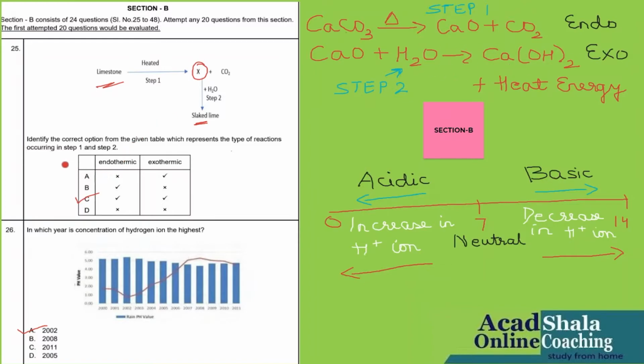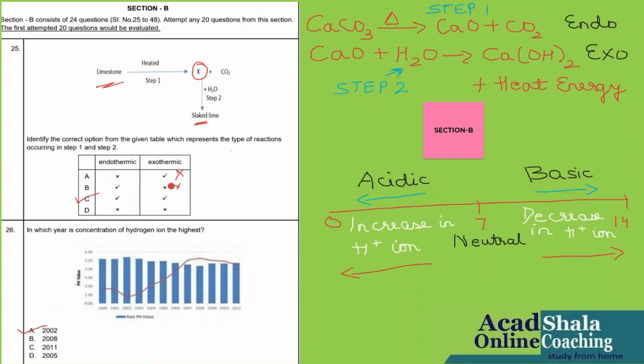Now what they are saying according to the question: identify the correct option from the given table which represents the type of reactions occurring in step 1 and step 2. My step 1 and step 2 I have done over here, and now I will see which is the most appropriate option among the 4. Let me check one by one. A says the first step is exothermic, the second step is endothermic. Absolutely wrong, not at all. Option B says the first one is exothermic and the second one is exothermic. Not at all. This is also wrong.